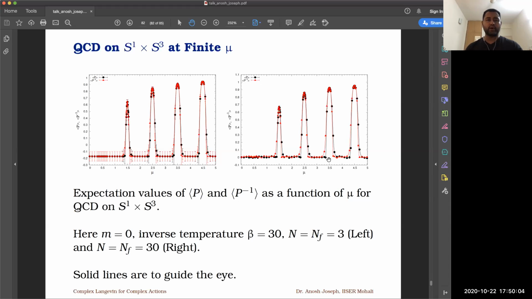We can look at the Polyakov loop as well. This is for n equal to 3 and this is for n equal to 30. Again, we see that the transition happens at 1.5, 2.5, 3.5, etc. So this is a series of Gross-Witten-Wadia transitions. As we increase mu, it goes through confined, deconfined, confined, deconfined phases. Another feature is that the width of this peak opens up.